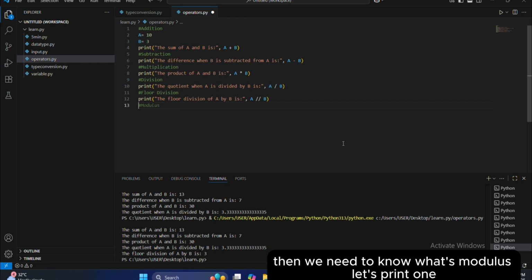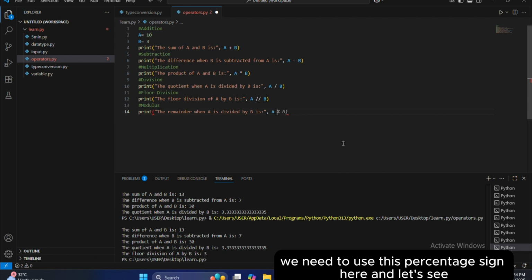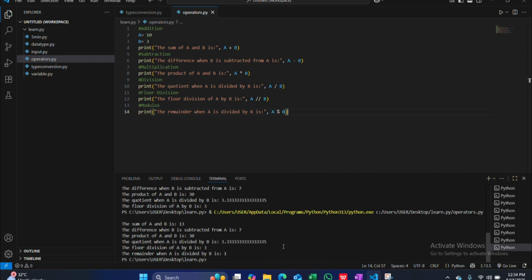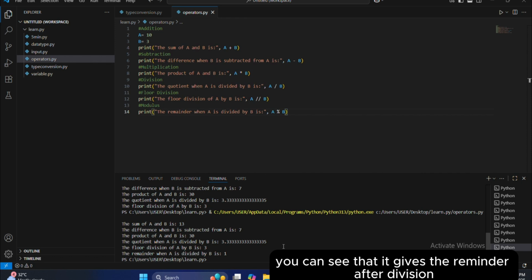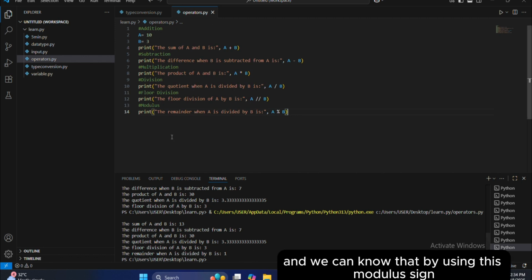Okay, then we need to know what's modulus. Let's print one. We need to use this percentage sign here. And let's see. That is the thing. You can see that it gives the remainder after division. So when you divide a by b, the remainder is 1. And we can know that by using this modulus sign.